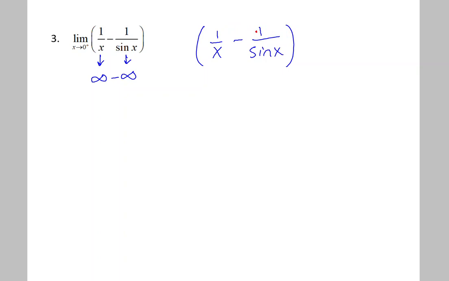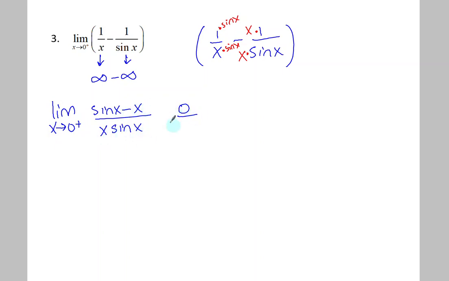This one will get multiplied by x over x, and this one will get multiplied by sine x over sine x. So I end up with sine x minus x over the common denominator x times sine x. And this is my new limit, x approaching 0 from the right. We use direct substitution. Sine of 0 minus 0 makes 0, and 0 times sine of 0 makes 0. Now I have the indeterminate form of the type where I can use L'Hopital's rule.